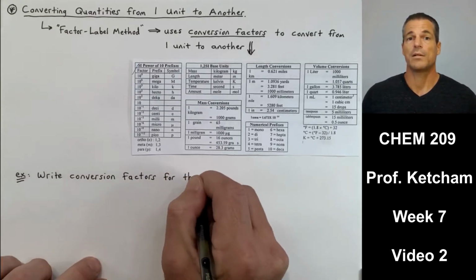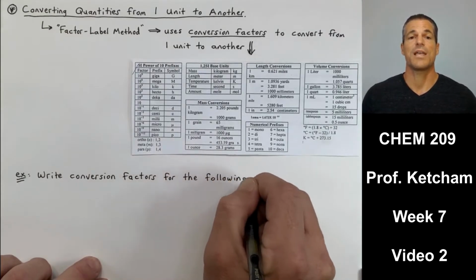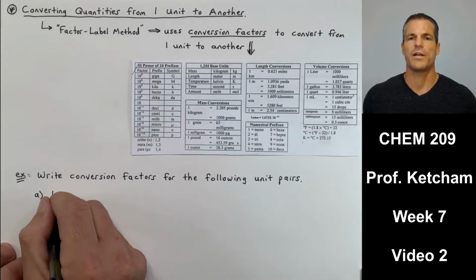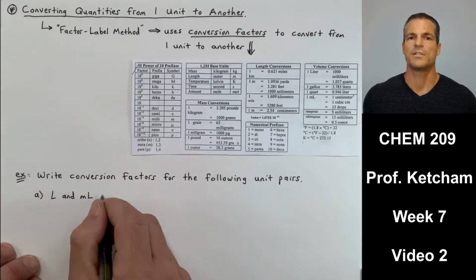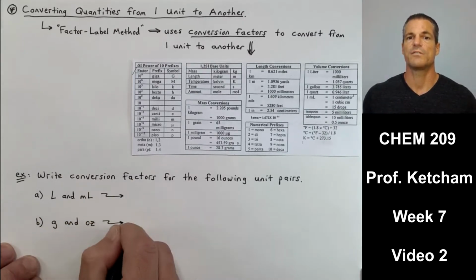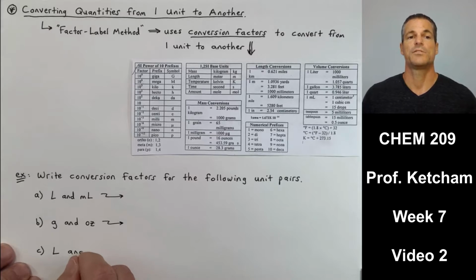So I put down a little chart here, and you'll see this chart again. No need to memorize anything. On the chart right now, the boxes that matter are the ones that say conversions: mass conversions, length conversions, volume conversions. All right, let's do some examples.